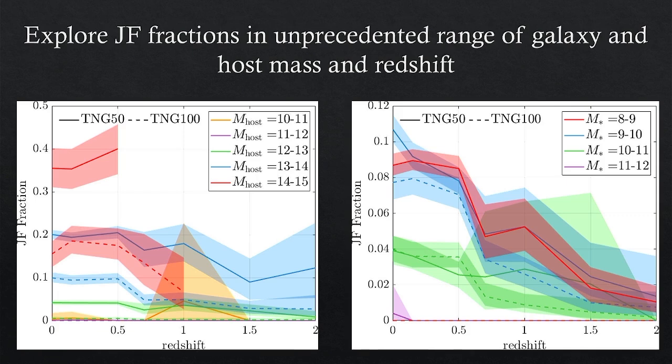Clusters, which are in red here, you can see go up, and in cluster mass you can get up to 35–40% of the population might be jellyfish. These numbers are lower for lower mass hosts, but even for very low mass hosts like 10 to the 12, 10 to the 11, you still get some jellyfish in these low mass hosts.